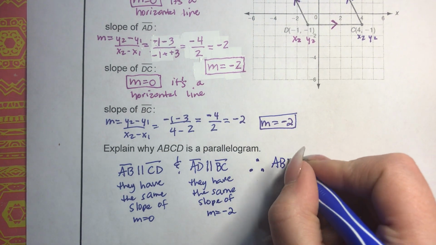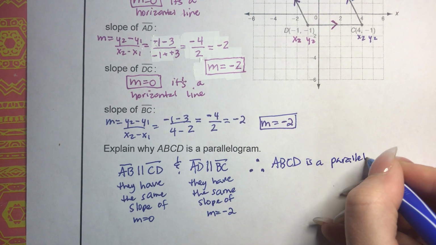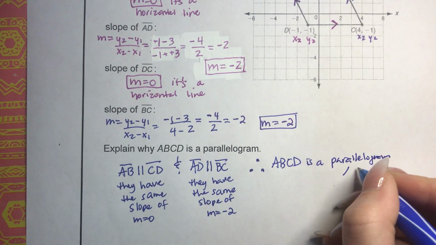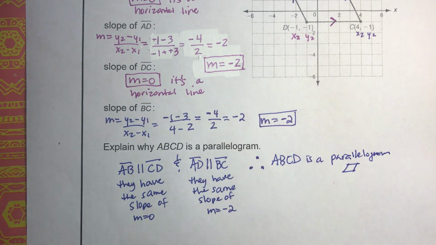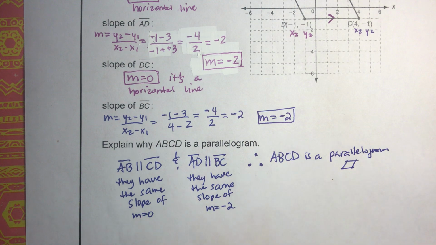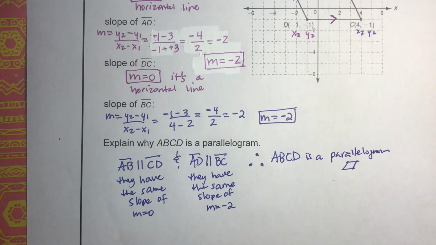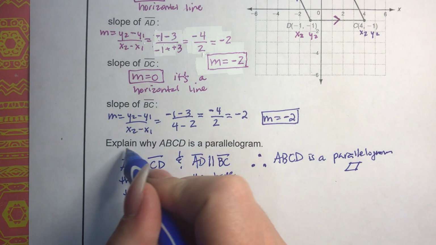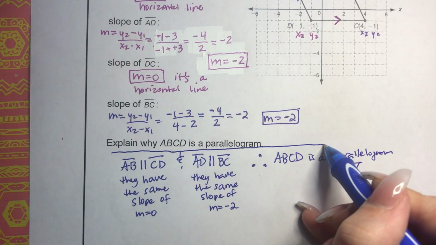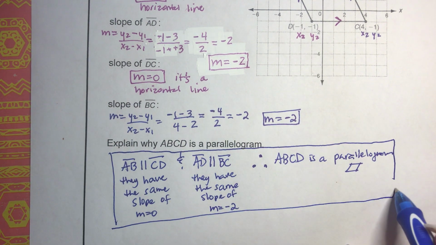ABCD is a parallelogram. Eventually you'll learn that that symbol in geometry means the same thing as parallelogram, so I don't even have to write the word. That is our explanation. That is why we have two sets of opposite sides that are parallel. So we have a parallelogram.